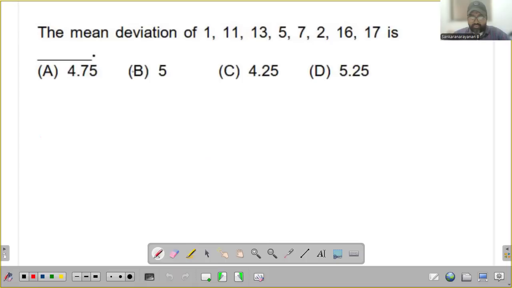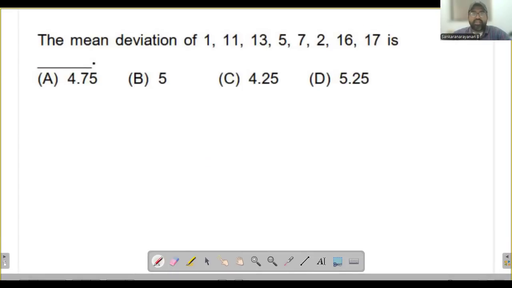Here you are asked to find the mean deviation of this given set of observations. So, how to find out the mean deviation? What is the basic formula? So that I shall just present in front of you. To find the mean deviation, this is what you have to consider.